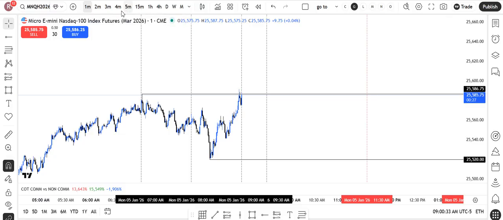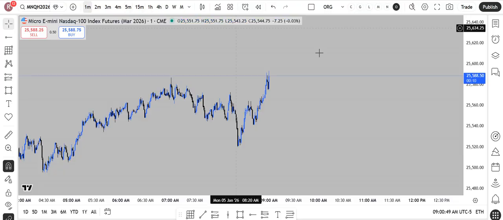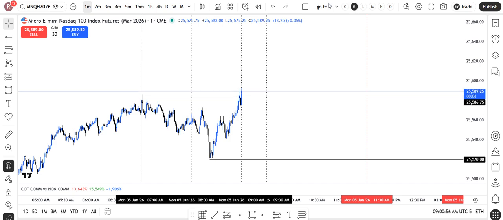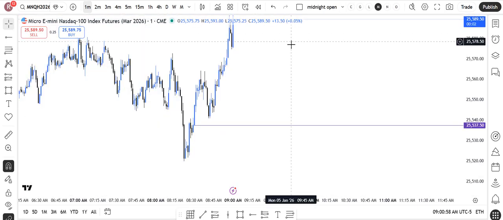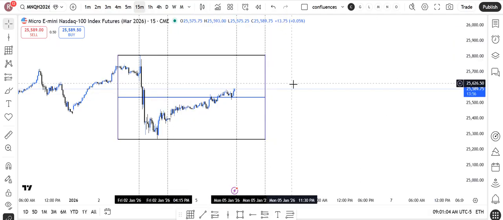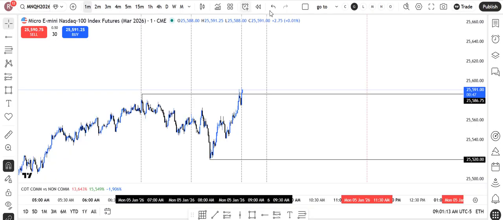And I know you can't see them because I don't have the screen extended that far up, but on top where you have all your tabs, I have a bunch of tabs with all my layouts. You can see these layouts are labeled ORG right there. This one's labeled Go To. This one's labeled Naked. This one's labeled Midnight Open. This one's labeled Confluences. And the last one is labeled Levels, I'm pretty sure. Yeah, Levels.